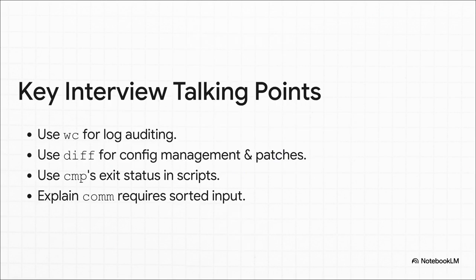Well, I'd use CMP inside an automation script. It's way faster than diff, and its simple exit code, 0 if the files are the same, 1 if they're different, is perfect for a script to make a decision on, like verifying a deployment worked. But for a manual configuration review, where I need to see the actual line-by-line changes myself, I would always use diff. You see the difference? You're not just defining the tool, you're solving a problem with it.